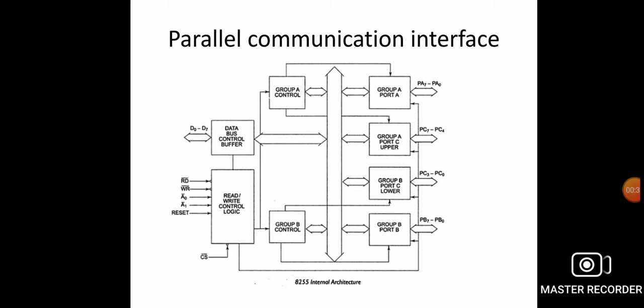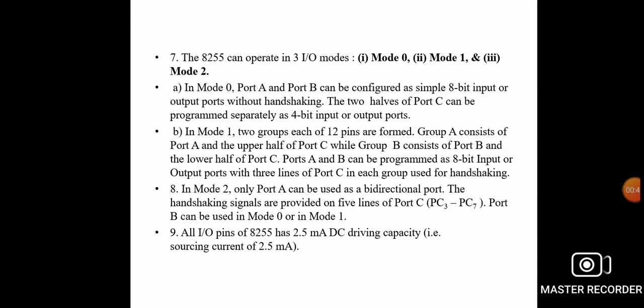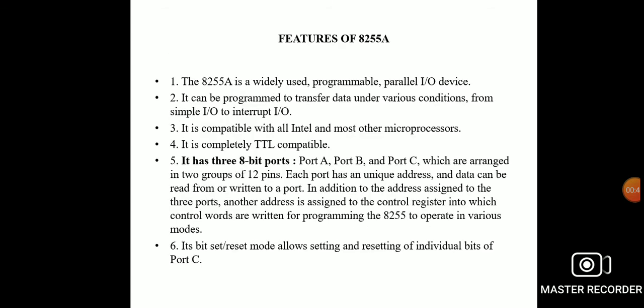Now we see the features of 8255A. Number one, the 8255A is mainly designed for parallel data transfer communication. It is widely used as a general purpose programmable input and output device, and it consists of three 8-bit bidirectional input and output ports, that is, 24 input and output lines. The 8 bits of port C can be used as individual bits or grouped into two 4-bit ports, that is, port C upper and port C lower.